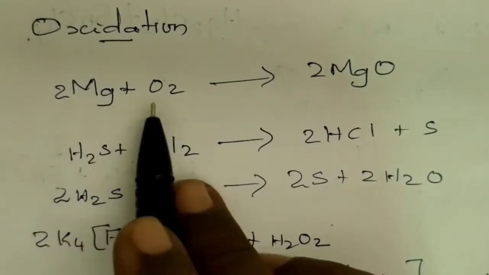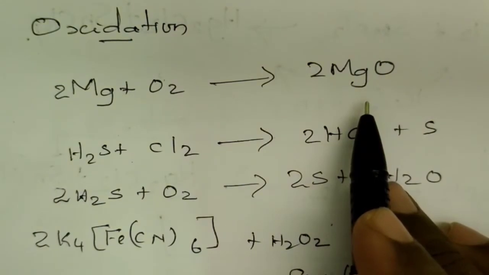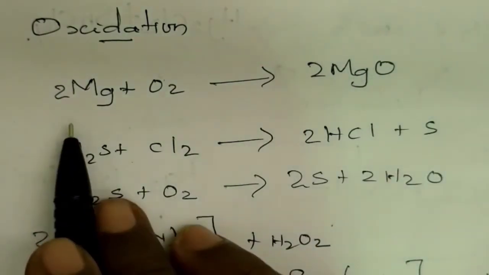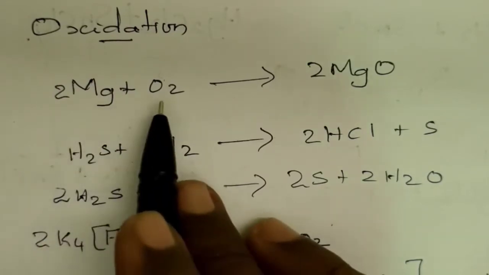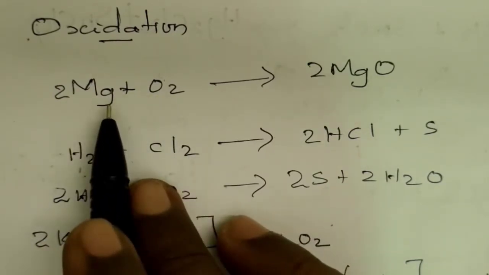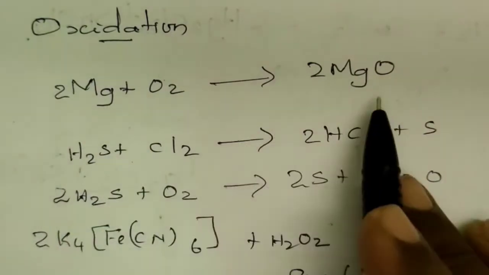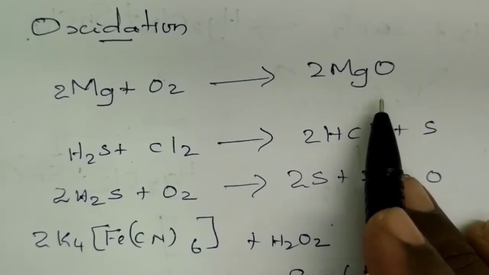When magnesium burns in oxygen, we get magnesium oxide. This is the equation for this reaction. See this reaction, what happened? Oxygen gets added to magnesium. So it is the addition of oxygen. Addition of oxygen is called oxidation.